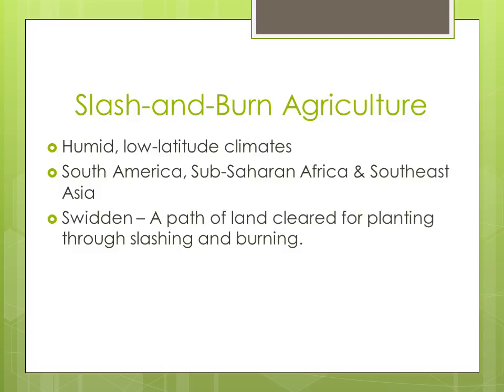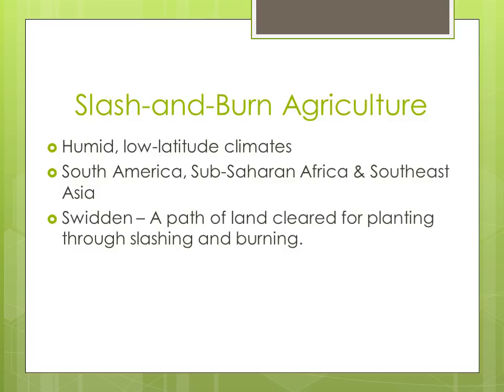So again, with slash and burn agriculture, and this is where that climate map is going to come in, we typically see this in humid, low latitude climates, especially in South America, Latin America, Central and South. We also see it in Sub-Saharan Africa as well as in Southeast Asia. And so the practice kind of goes like this. There are several steps that typically are practiced here.